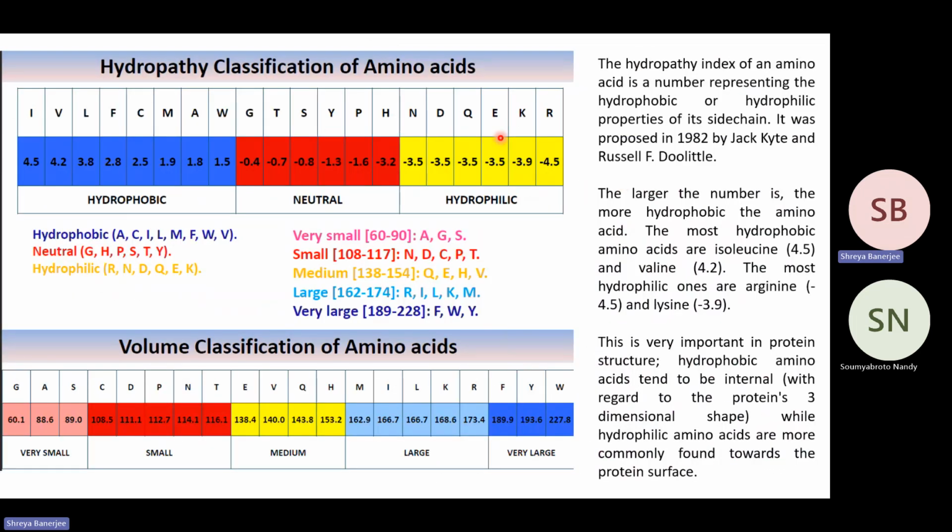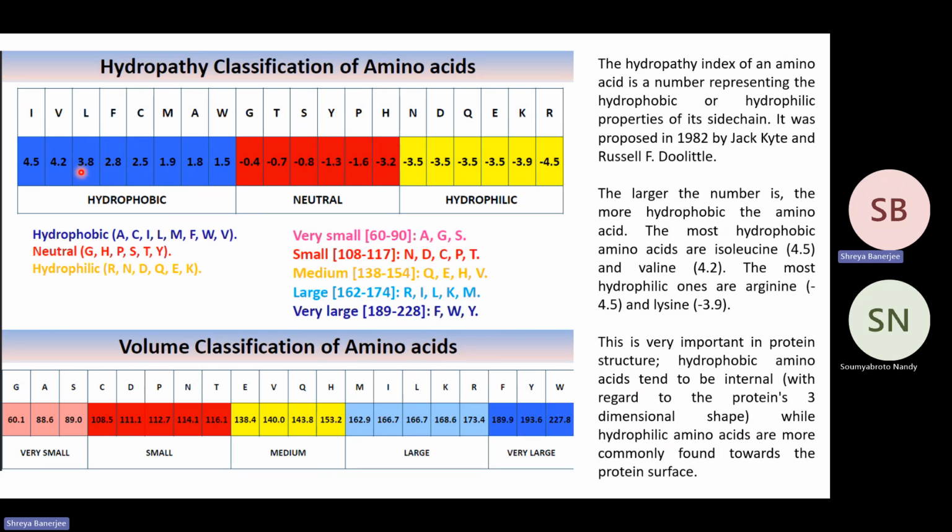So why this is important is because when a protein is folding, the hydrophobic amino acids tend to be in the internal region of the protein with respect to its three-dimensional structure, while the hydrophilic amino acids are more towards the protein surface. Because you know the protein surface is exposed to different solvents like water, which forms most of the body's fluids. So the protein outer surface will be exposed to water. So if the hydrophilic amino acids are on the protein's outer surface, that will help to stabilize the protein.